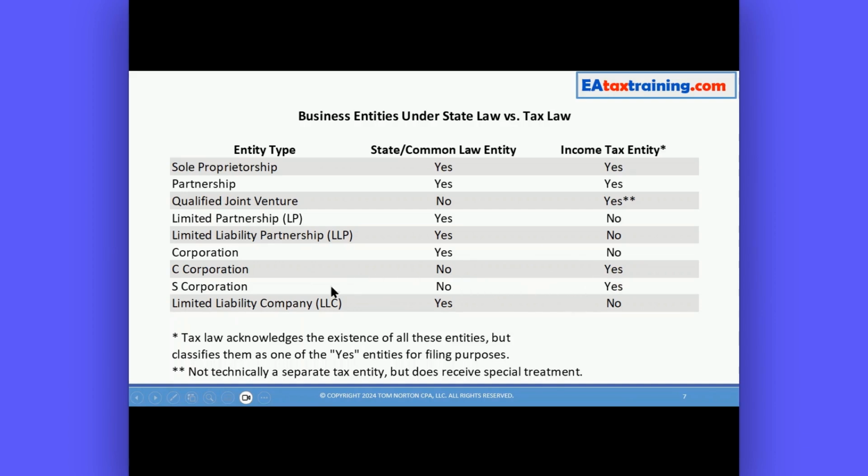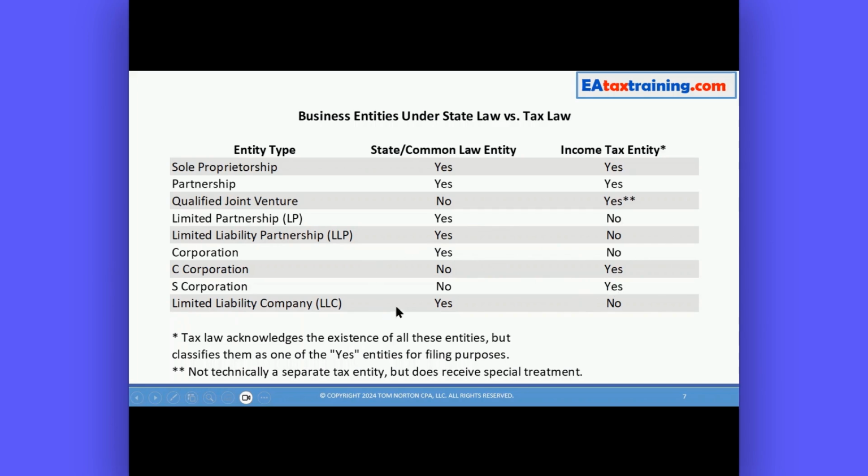But those concepts, C corporation and S corporation, are not recognized under state law. So when you go to form a corporation, you just form a corporation with your Secretary of State's office. You don't specify if it is a C corporation or an S corporation. But for tax purposes, you don't have just a plain old corporation. You have one or the other, either a C corporation or an S corporation.